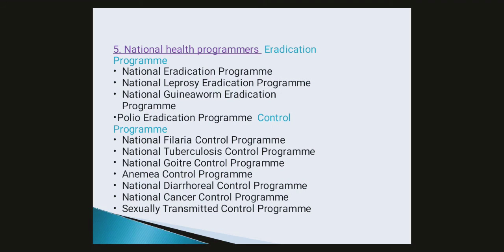Next is the national health program. The national health program includes different eradication programs: the national leprosy eradication program, the national guinea worm eradication program, and the polio eradication program. These programs are very important because they also provide information and guidance about disease and health. Then next are the control programs: the national filaria control program, tuberculosis control program, diarrheal control program, and cancer control program. These are the different programs included in the national health program.